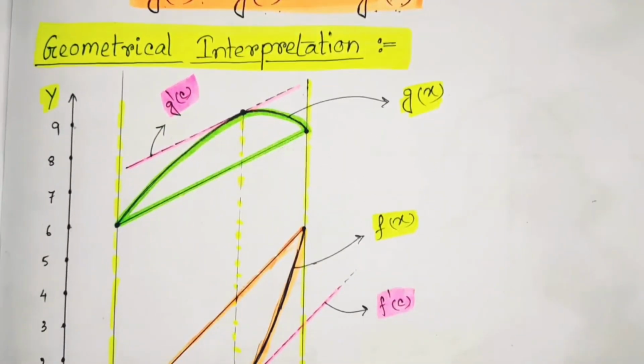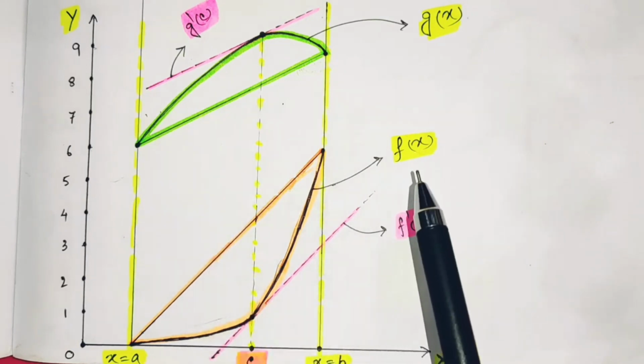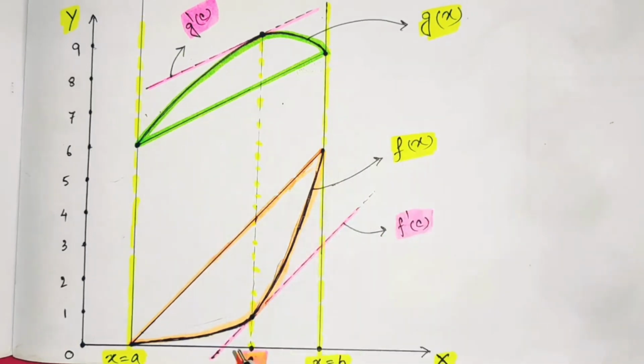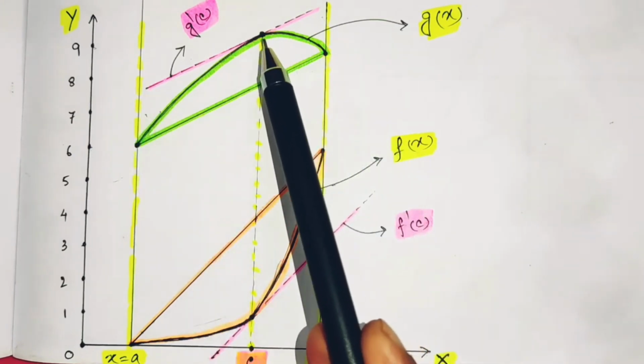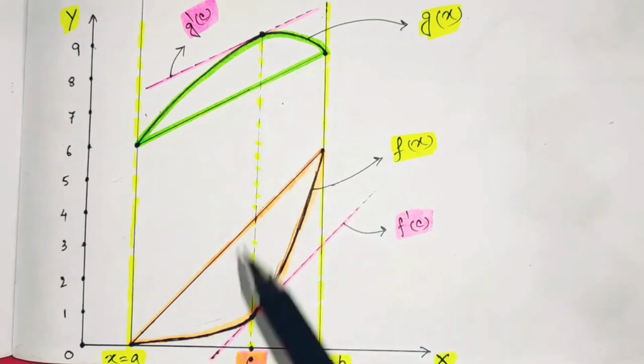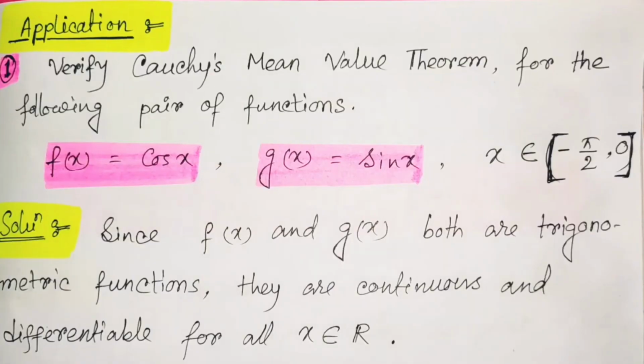I will also try to give you a geometrical format. Geometrically we can represent this Cauchy mean value theorem this way. Here the two functions f(x) and g(x) are defined, and accordingly we find the tangent at a particular c value where the derivative ratio is the same as the distance ratio. So this is our Cauchy mean value theorem. Now let us do some applications, a few problems on the Cauchy mean value theorem, so that we can understand the application of this theorem much better.